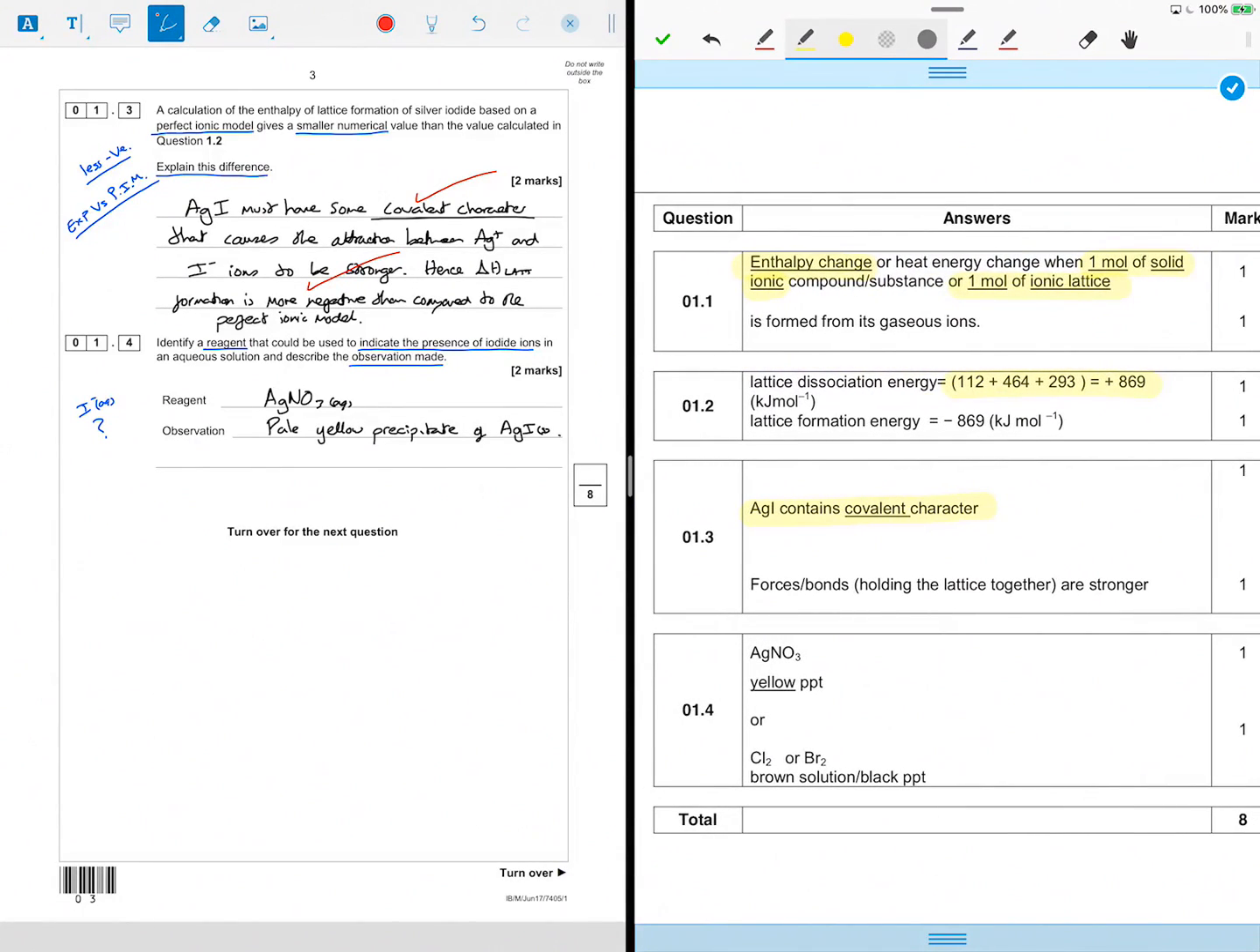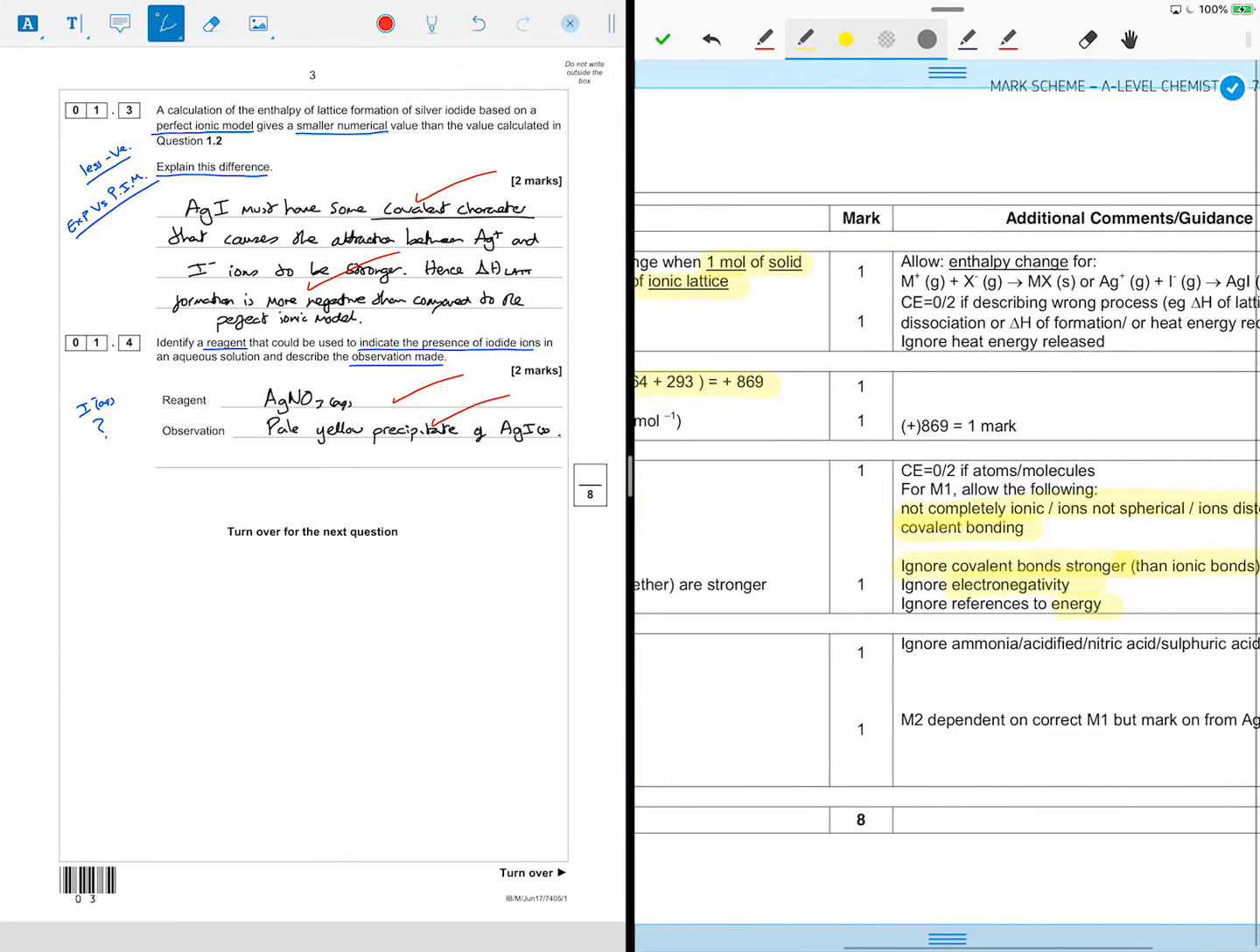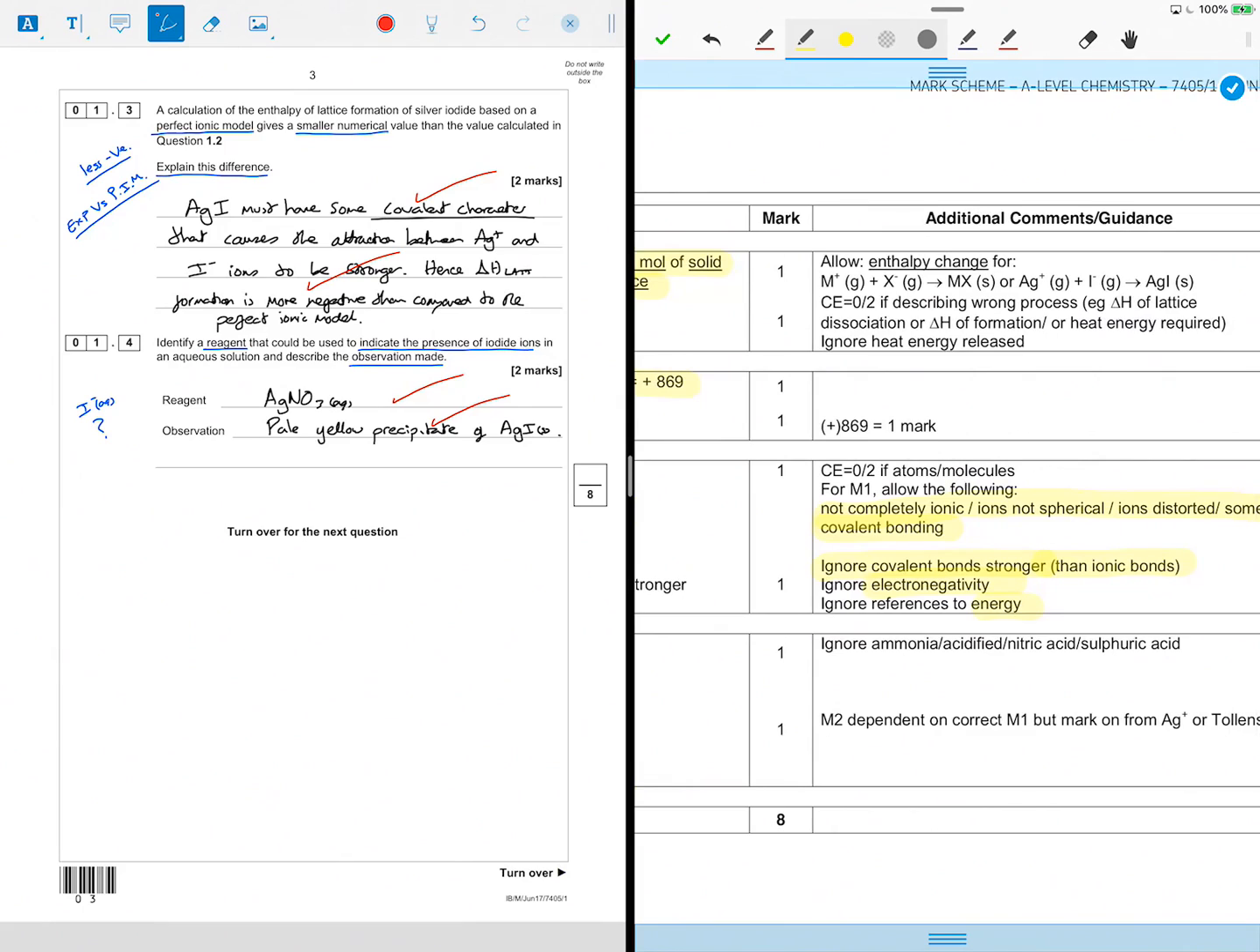How do we identify the presence of iodide ions? Well, that is silver nitrate and a yellow precipitate. Done. Oh, or we could have had this kind of displacement reaction with chlorine or bromine to give a brown solution or a black precipitate. So what we could have done, ignore any reference to ammonia, acidified nitric acid, sulfuric acid. So basically they're just after the main reagent here. I mean, we tend to use acidified silver nitrate just in case there's anything else in there, using nitric acid, but you know what, they're just after the reagent.